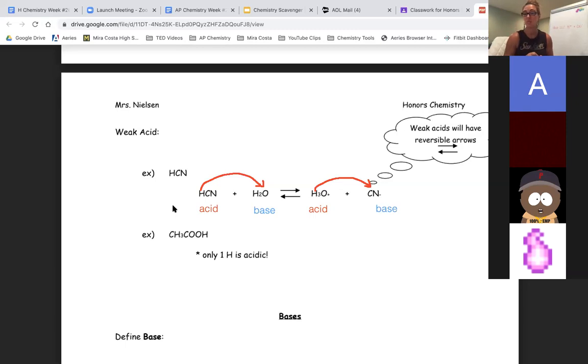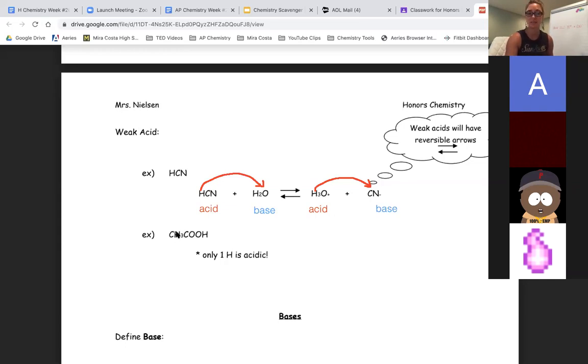A strong acid would be like a divorce, like two people get divorced and then one person moves to France and they never see each other again, okay? The hydrogen breaks up with the rest of the molecule. That's like a strong acid, okay?